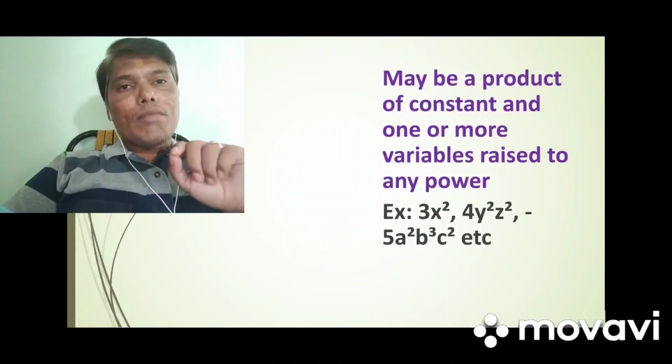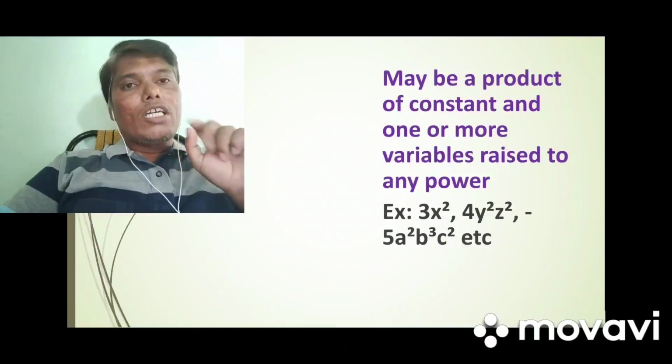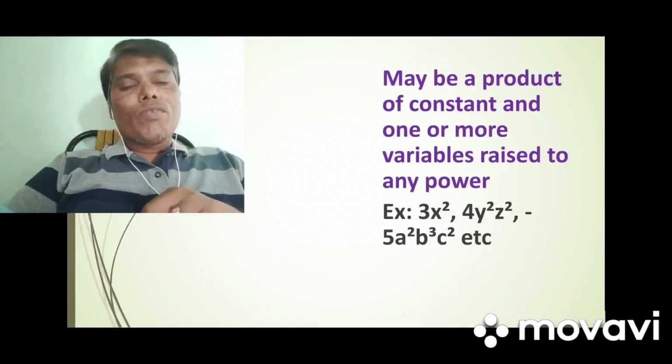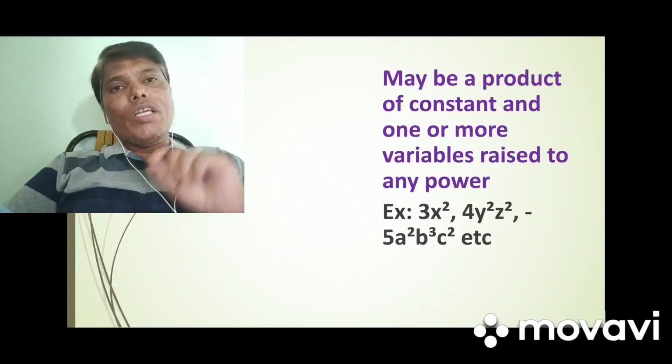That is, in this term the variable x occurred 2 times as a factor. 3x square is nothing but 3 into x into x. x occurred 2 times as a factor. Next example you observe 4y square z square. It is also a term.